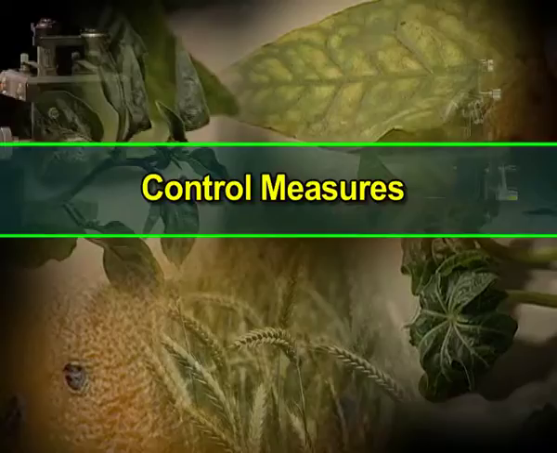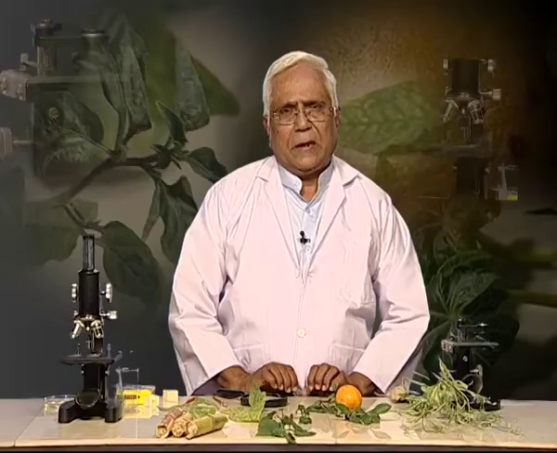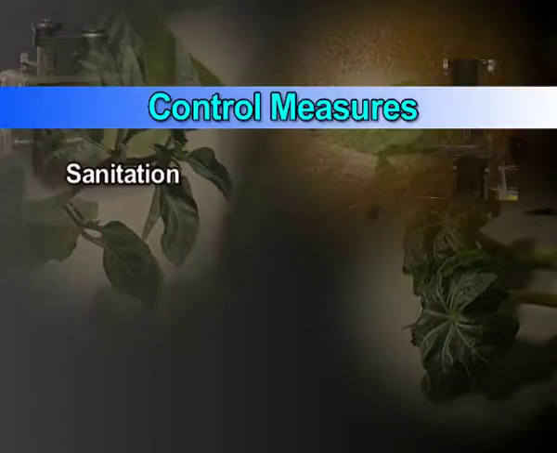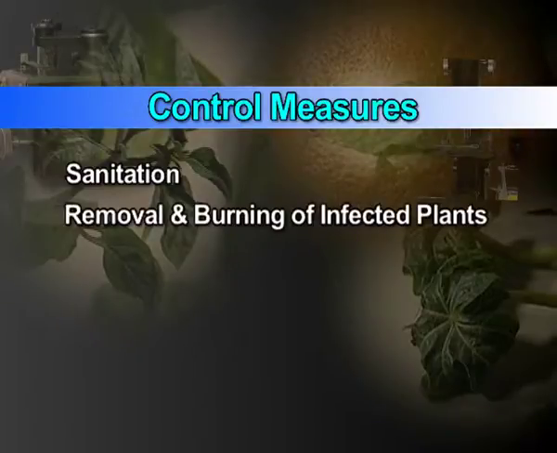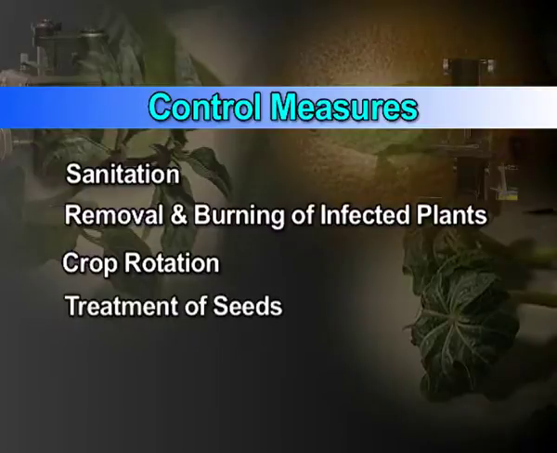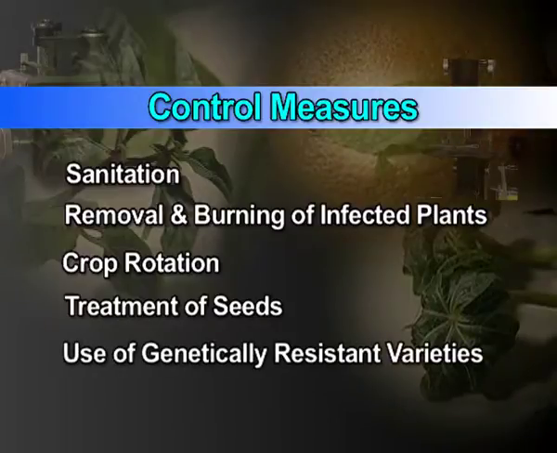The measures to control the disease spread are sanitation, removal and burning of the infected plants, crop rotation, treatment of the seed, fungicides or bactericides compounds, and use of genetically resistant varieties.